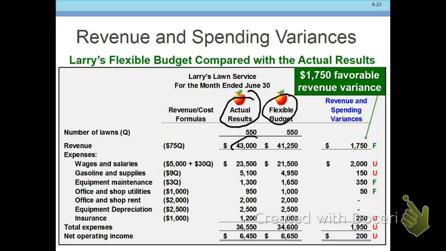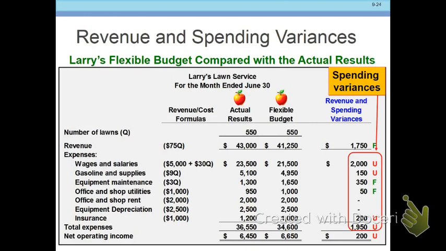The actual results were 43 grand in revenue. The flexible budget said we should have done 41,250. So that is a favorable revenue variance. We did more in revenue than we should have for mowing 550 lawns. It might have been that the lawns were bigger. It might have been that we did some other work with the lawns, what have you.